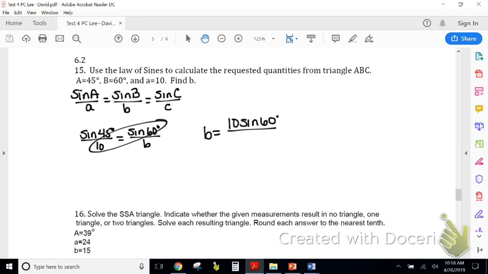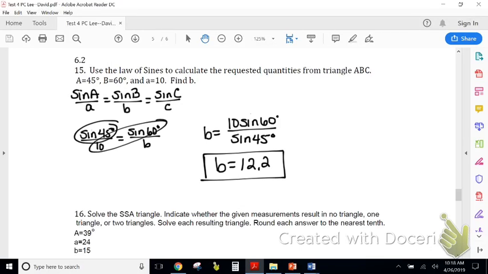And then we divide by what was left there. So that would be the sine of 45 degrees. So 12.2, which is side B. And they didn't give us any units.